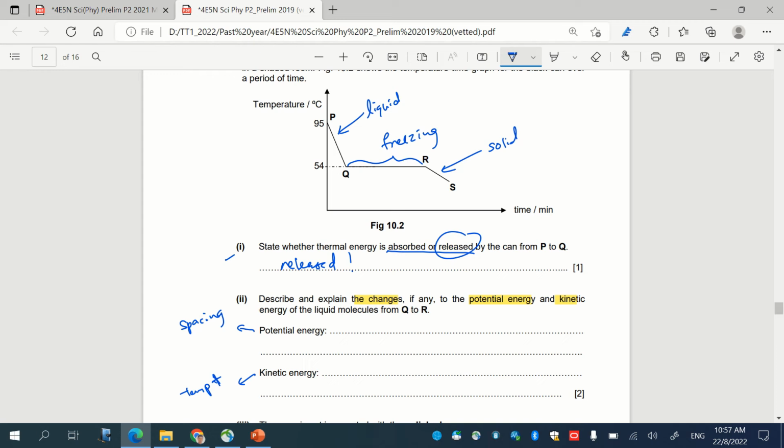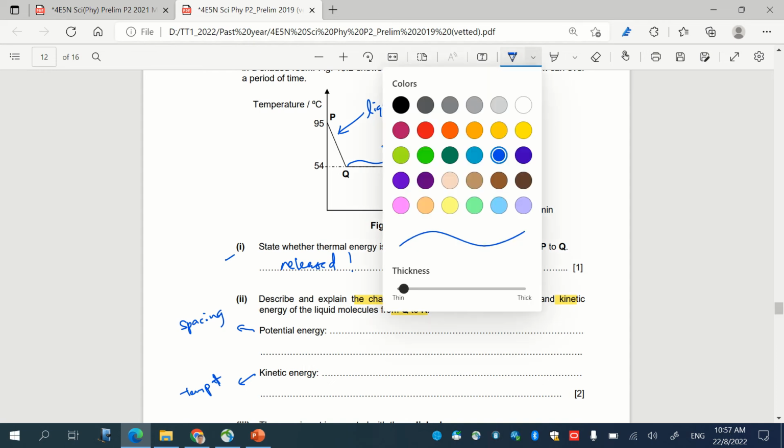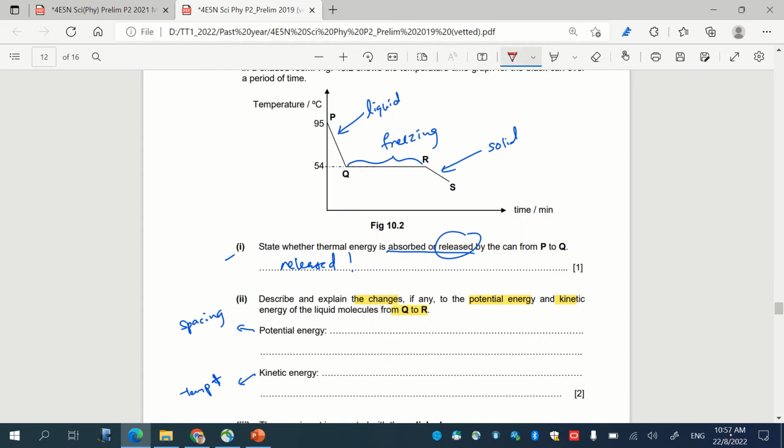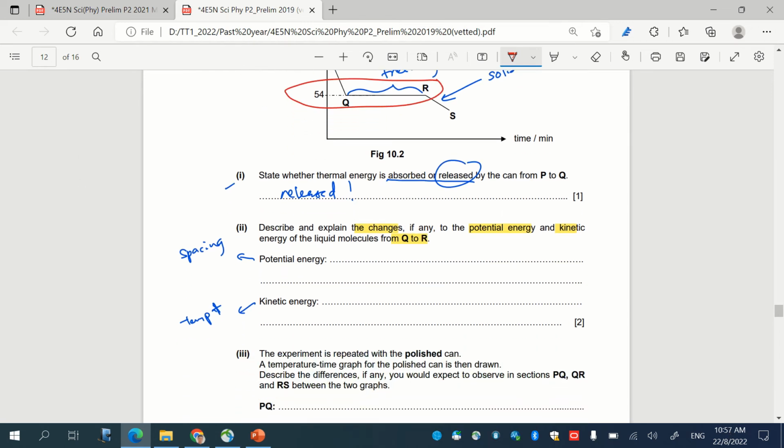We are only talking about this segment, Q to R. So from Q to R, what do we see here? The temperature remains constant at 54. So what does it mean for kinetic energy? If temperature doesn't change, then kinetic energy stays the same. So kinetic energy remains constant.